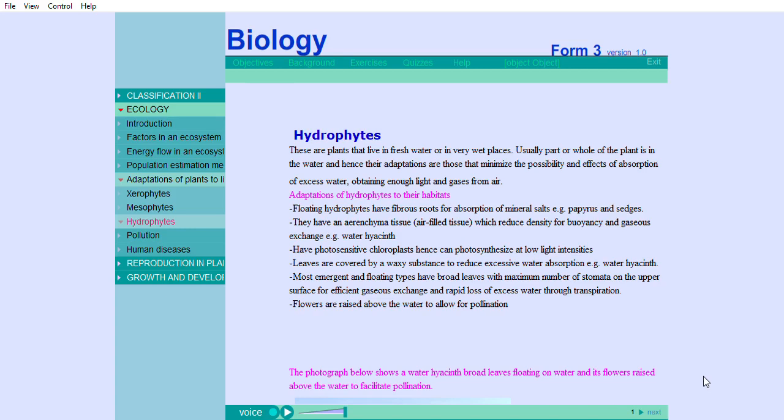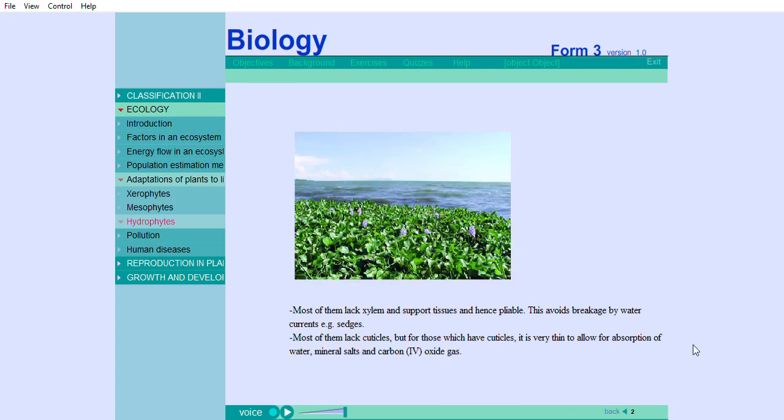Most emergent and floating types have broad leaves with maximum number of stomata on the upper surface for efficient gaseous exchange and rapid loss of excess water through transpiration. Flowers are raised above the water to allow for pollination. The photograph below shows a water hyacinth with broad leaves floating on water and its flowers raised above the water to facilitate pollination.